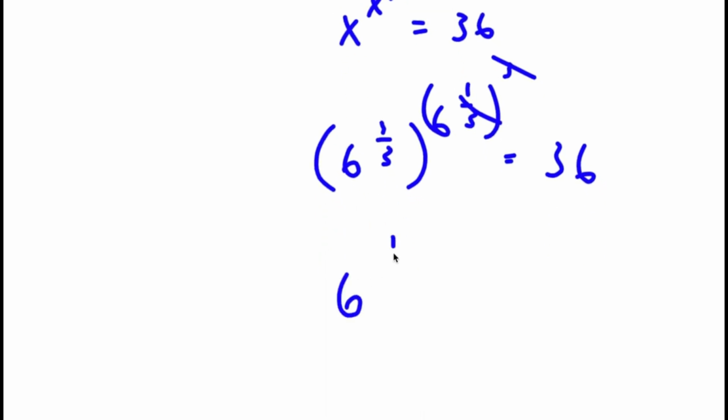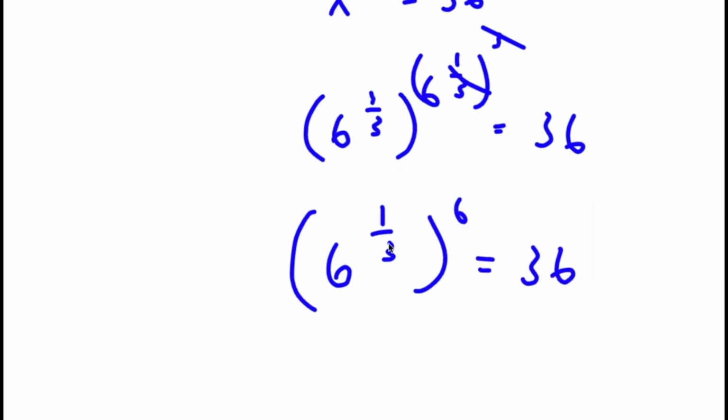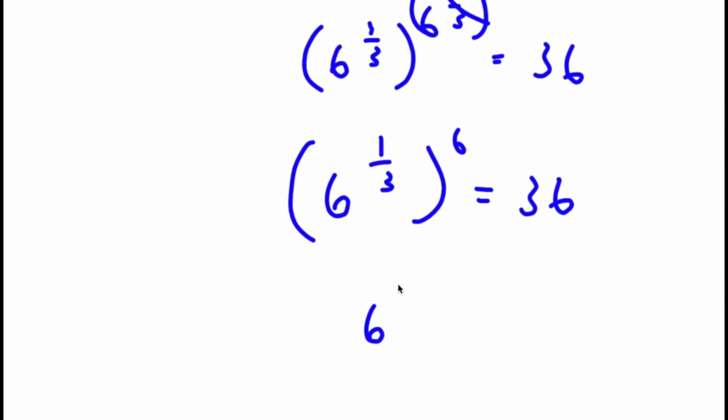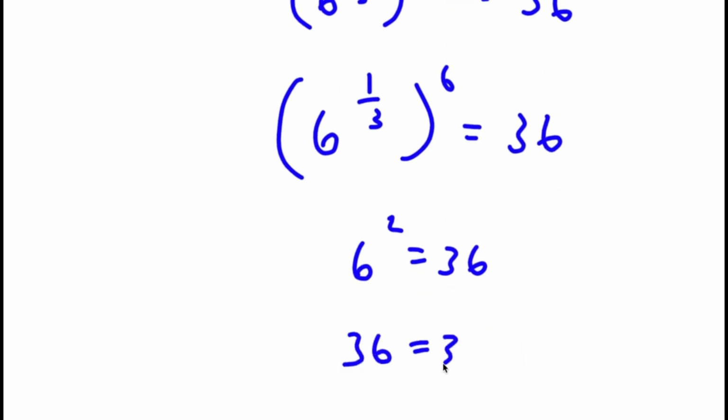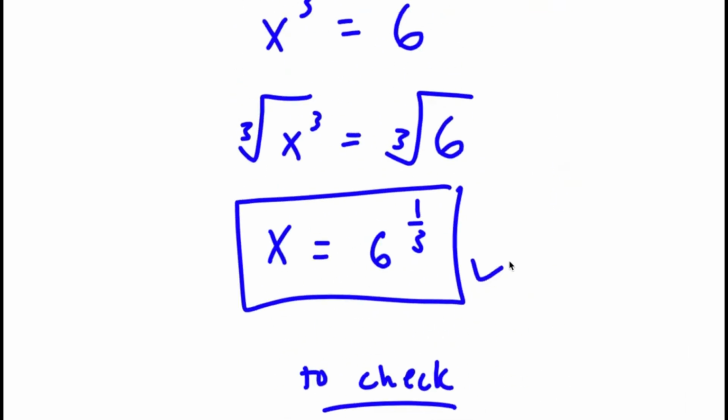So now I'll be left with 6 to the power of 1/3 to the power of 6 is equal to 36. Now 1/3 times 6 is 2. So now I have 6 to the power of 2 is equal to 36. And 6 to the power of 2 is 36. So if 36 equals 36, and because this is right, my solution is right.